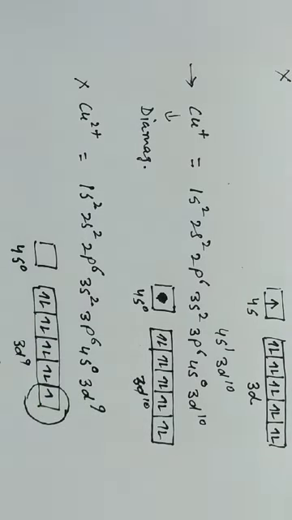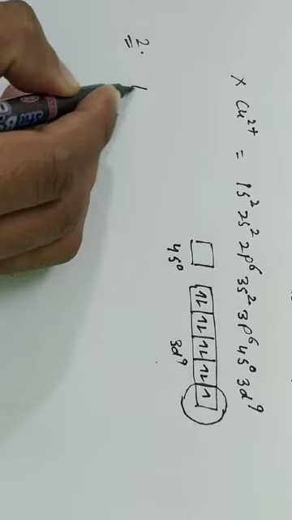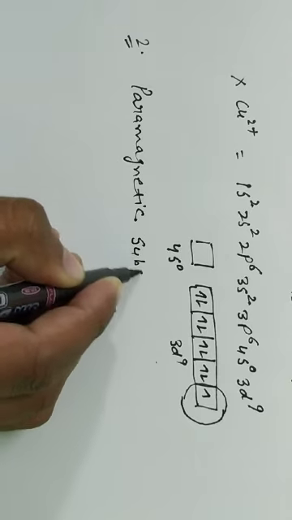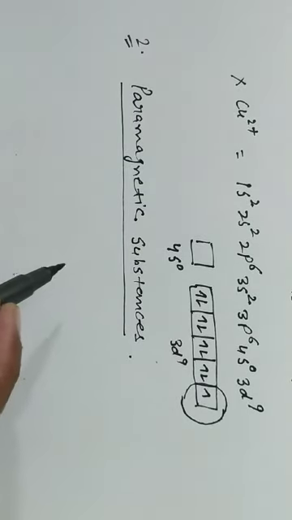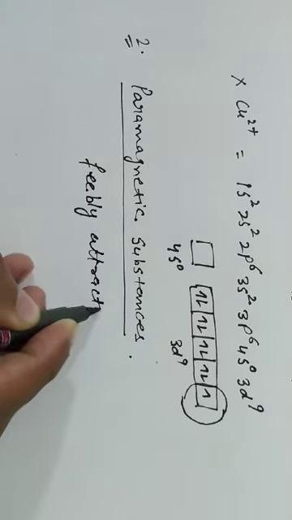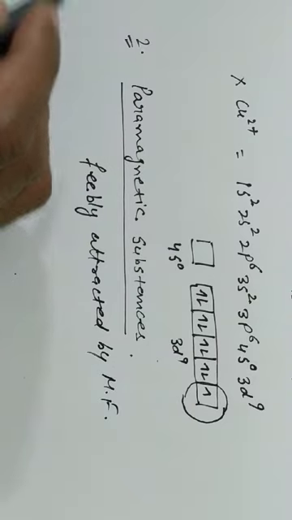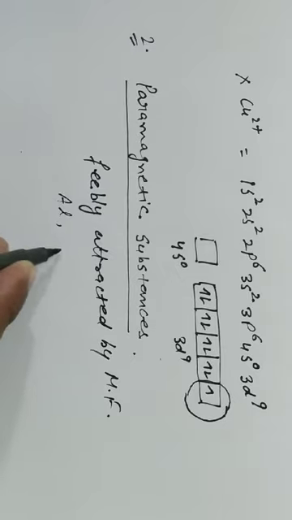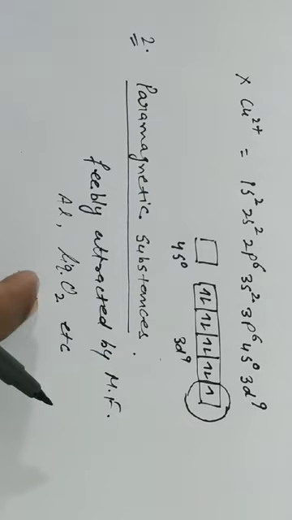Now we have next, second, paramagnetic substances. Paramagnetic substances are those which are feebly attracted by a magnetic field. Some examples of these substances are aluminium, liquid oxygen, etc.